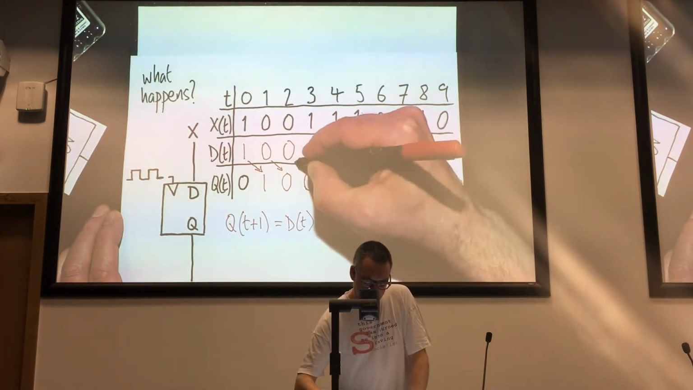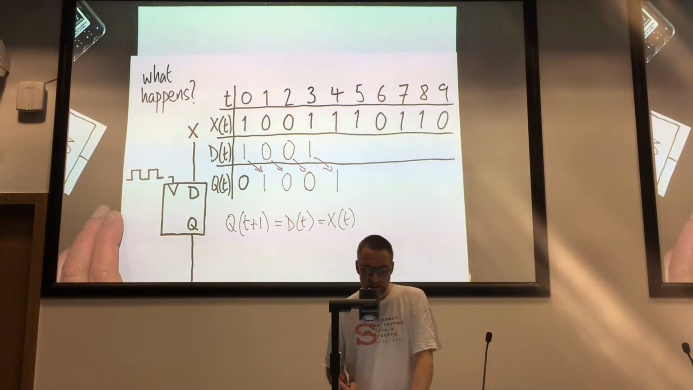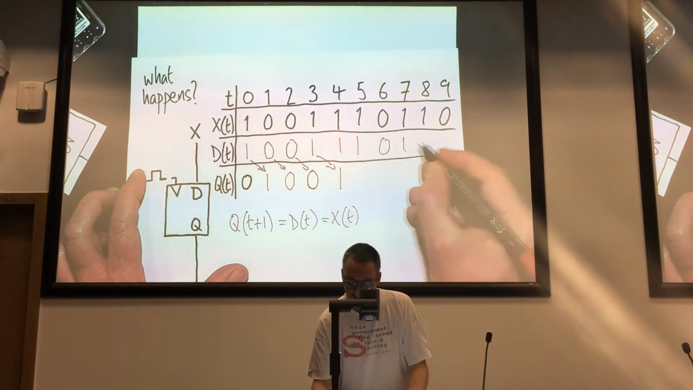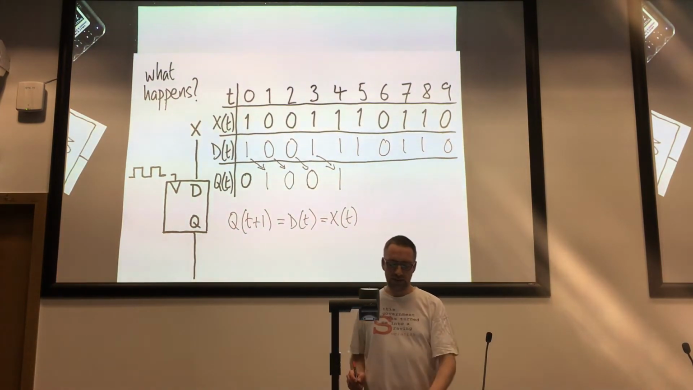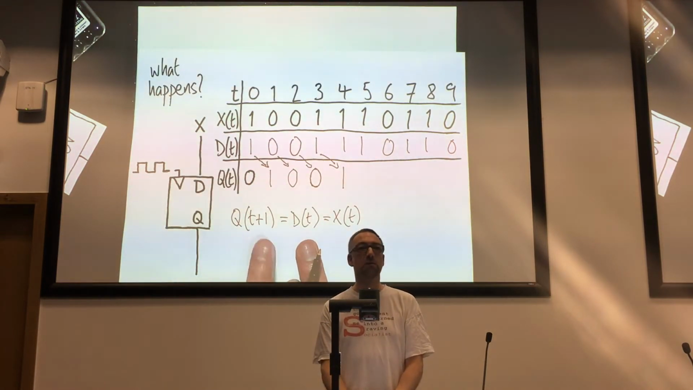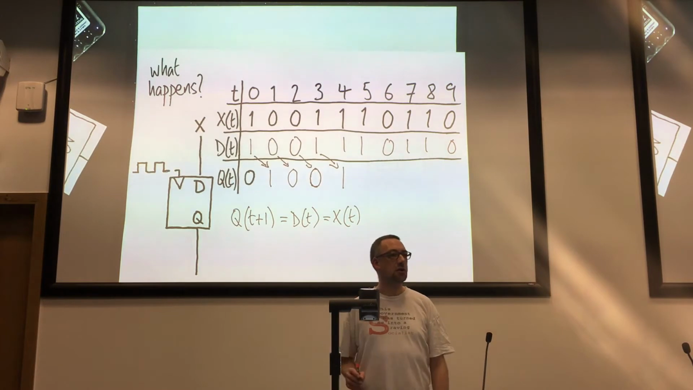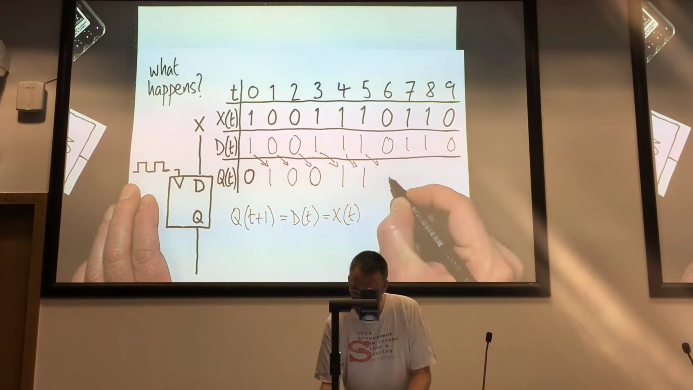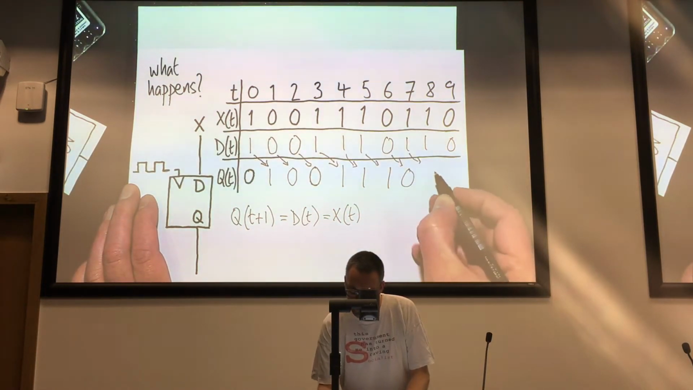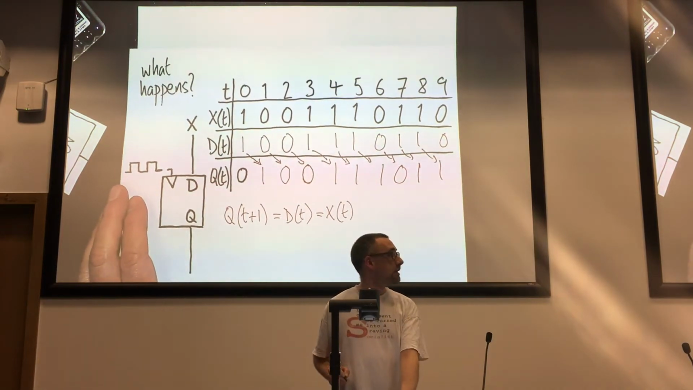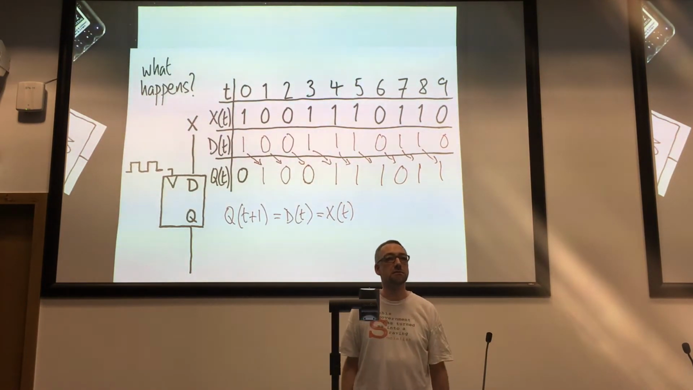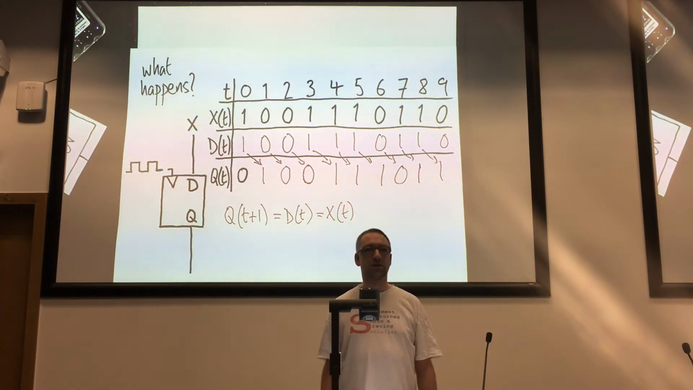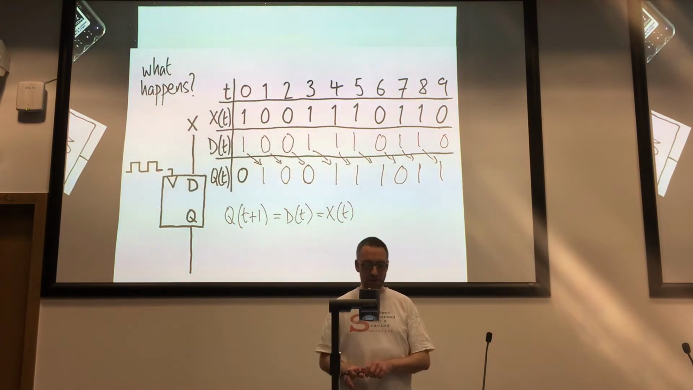So what we've got going on here is that because they're connected by a wire, D is always a copy of X. And because this is a D flip-flop which obeys this law, whatever D is at one time, Q is one tick later. Everybody see what's going on? Whatever comes in to D at one time comes out at Q one tick later. Okay.